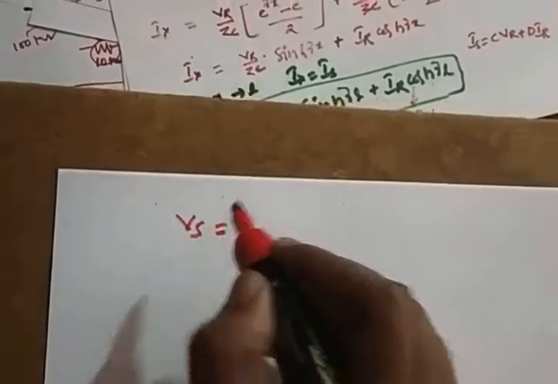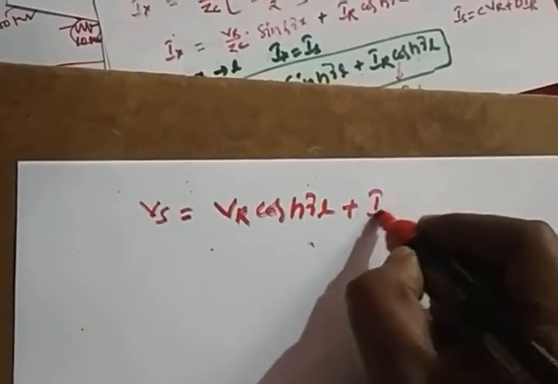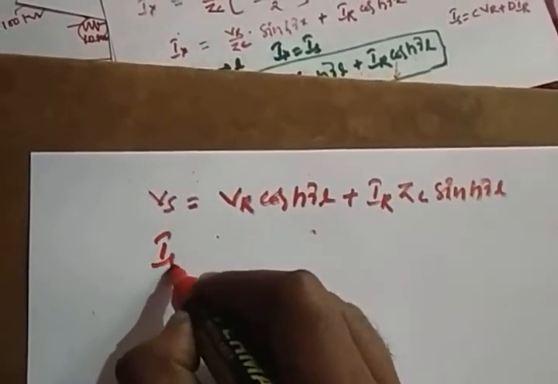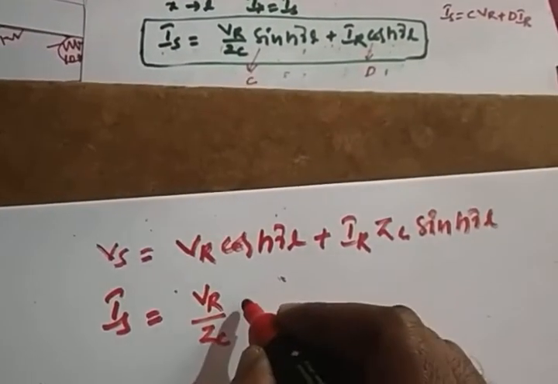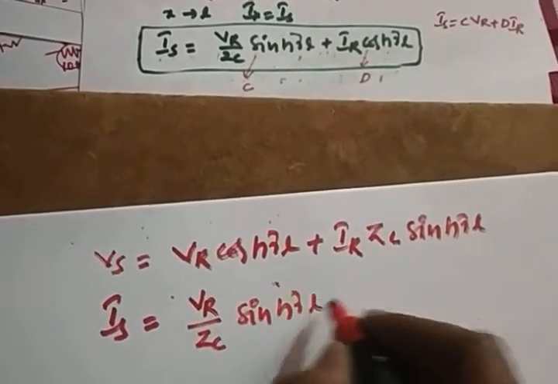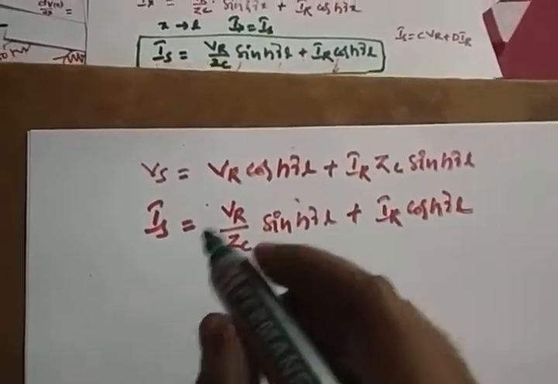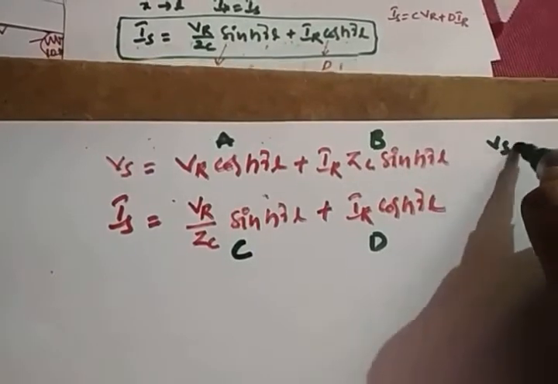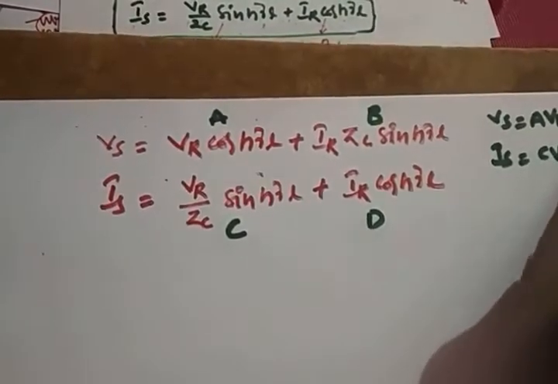So Vs is equal to VR cosh gamma L plus IR ZC sinh gamma L. Is is equal to VR by ZC sinh gamma L plus IR cosh gamma L. So now write out the ABCD parameters, right? So this is called A, B, C, D. That means in the form of Vs is equal to A VR plus B IR, Is is equal to C VR plus D IR.